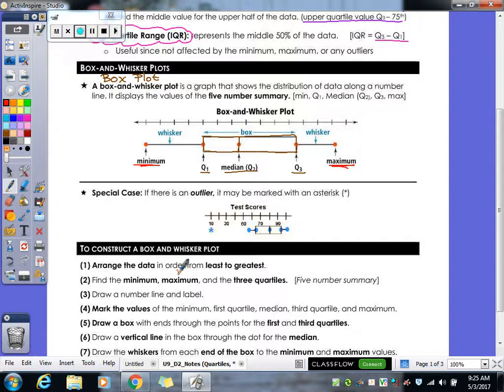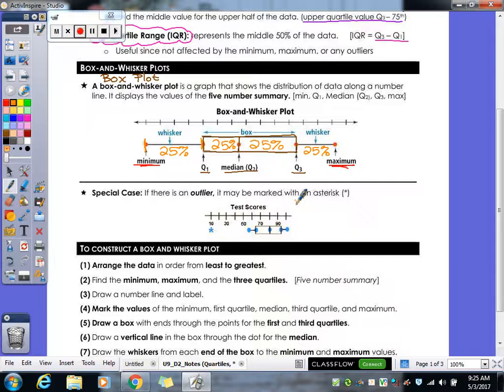So what ends up happening with your box plot is from here to your first quartile lies 25% of your data. From your Q1 to your Q2, that's another 25% of your data. Your Q2 to your Q3, that's another 25% of your data. And then your Q3 to your maximum, there's your last 25% of your data. So it gets broken down into your quarters, so then you can see it.